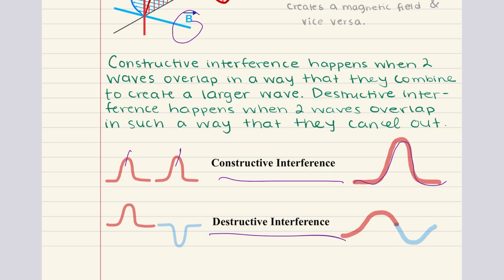We can also have destructive interference. This occurs when the peaks of one wave align with the troughs of another. And in this case, the waves cancel each other out, reducing or even completely eliminating the amplitude.